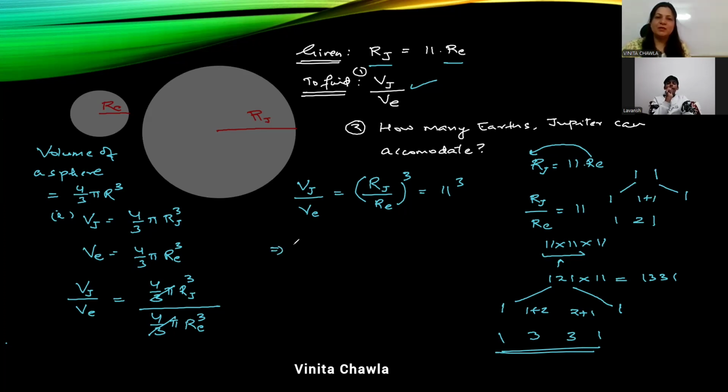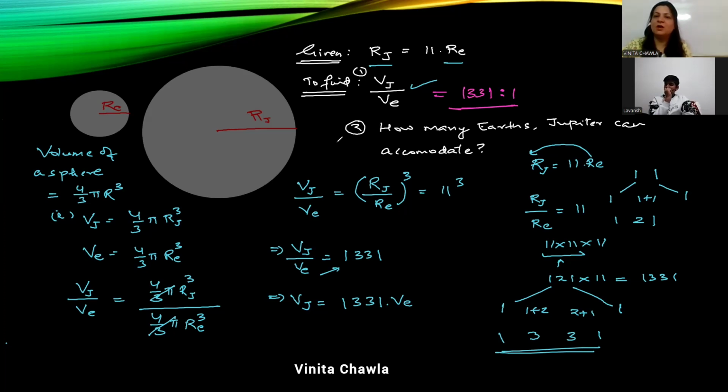So we get Vj by Ve is equal to 1331. Now we'll move this Ve to the other side and we get Vj is equal to 1331 into Ve. So the ratio we know. Ratio is, what should I write here? Tell me. Ratio is 1331 to 1.